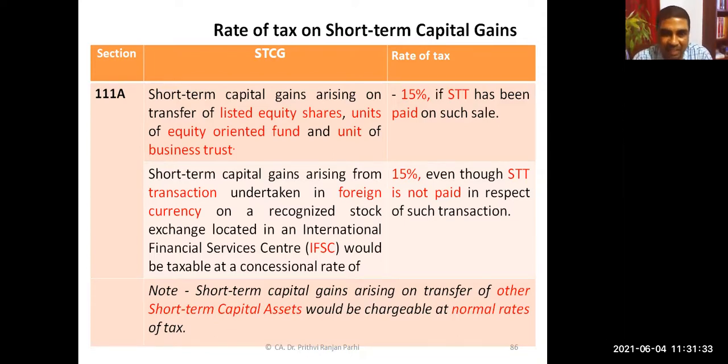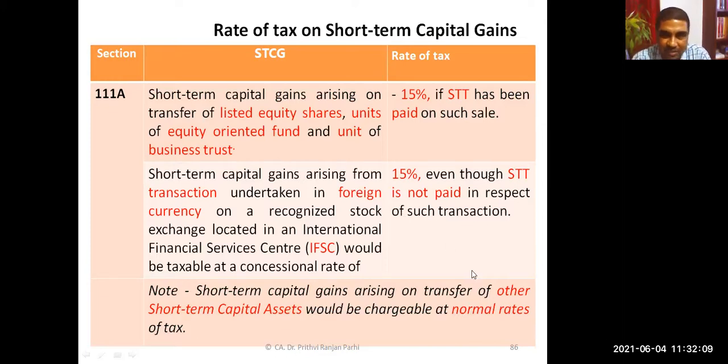Otherwise, if the asset is something else, let us say land and building, but it is short-term, then what will we do? Other capital asset at the normal rate. Normal rate means it varies. Suppose for an individual, up to a certain income it is 5%, then 20%, then 30%. Or there is an alternative scheme where there is 5%, 10%, 15%, 20%, 25%, like this. So that normal rate is applicable to short-term capital assets. Are you getting? But for these assets, this kind of transfers, it is 15%, otherwise normal rate.